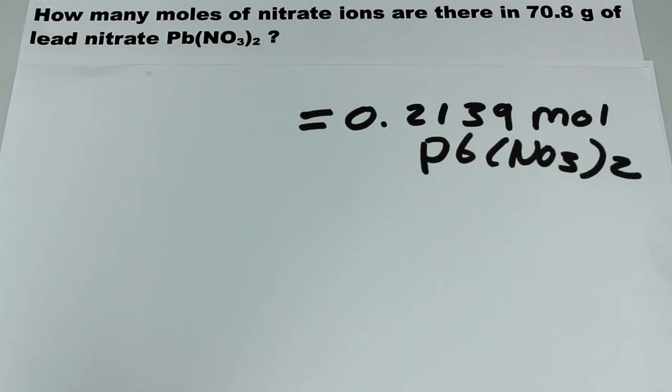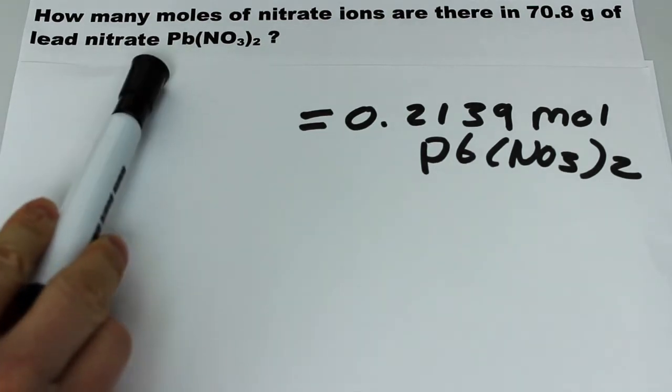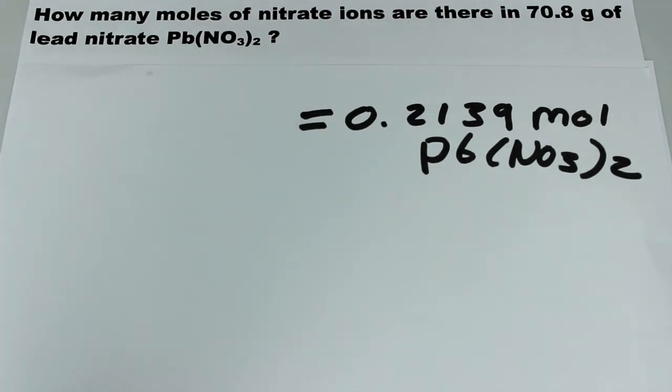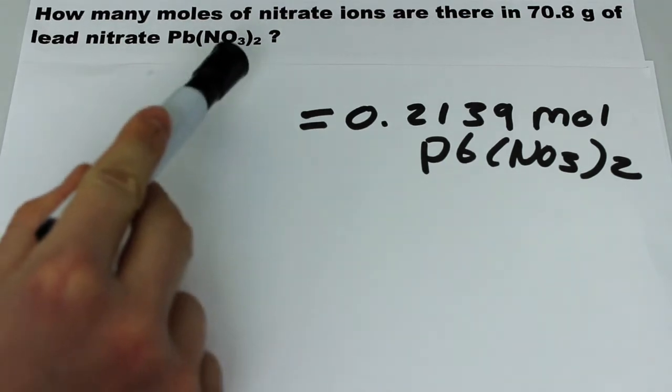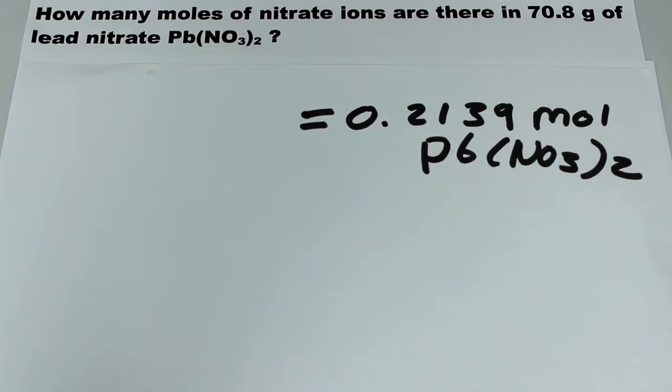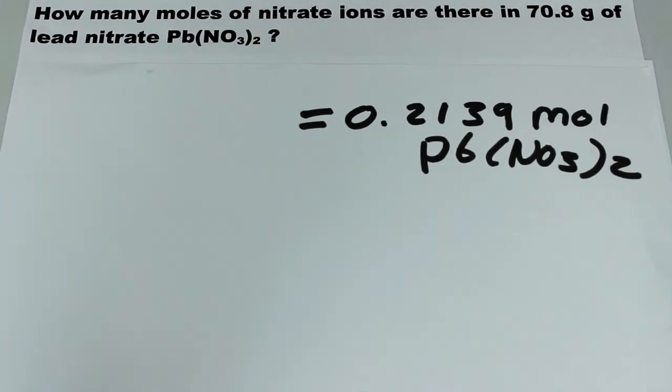Now to do this, firstly we need to consider the chemical formula of lead nitrate again, because as well as indicating the number of lead ions and nitrate ions present in one formula unit of lead nitrate, which is 1 lead ion and 2 nitrate ions, it also indicates the number of moles of lead ions and the number of moles of nitrate ions present in 1 mole of lead nitrate, which is 1 mole of lead ions and 2 moles of nitrate ions. And it is this information that we must now use to work out the number of moles of nitrate ions present in the sample.